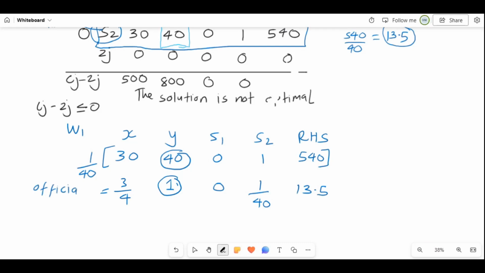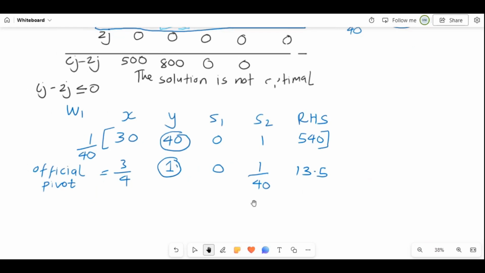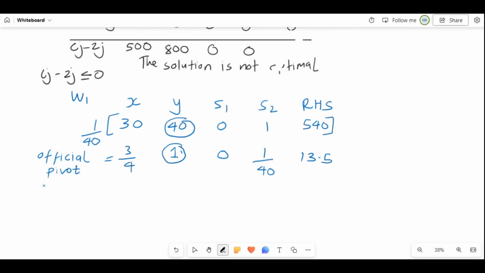So this is now the official pivot row. The reason why I'm saying it is the official pivot row is because it is the pivot row whose pivot element is 1. So when you are moving from W1 to W2, please note that you'll move the official pivot row whose pivot element is 1. And this official pivot row is the one that will move to W2.